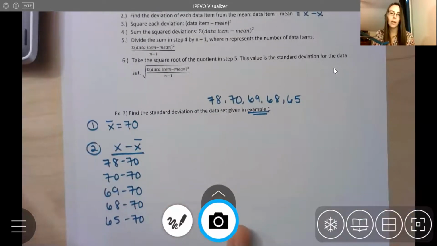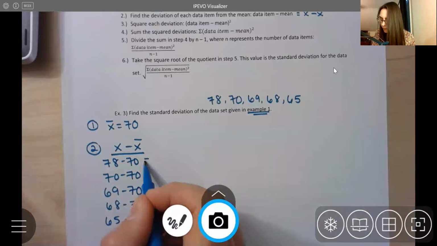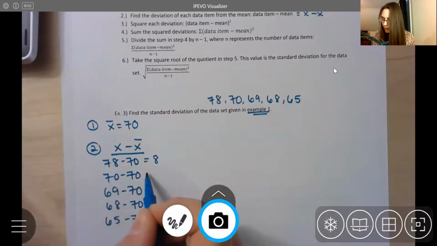Now, you don't have to be in order here, but it does kind of help. It just keeps things a little bit easier for your data set, I mean.